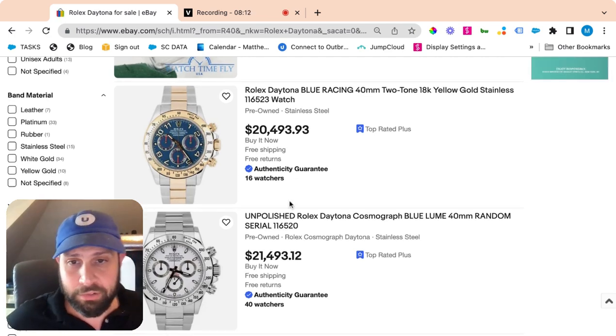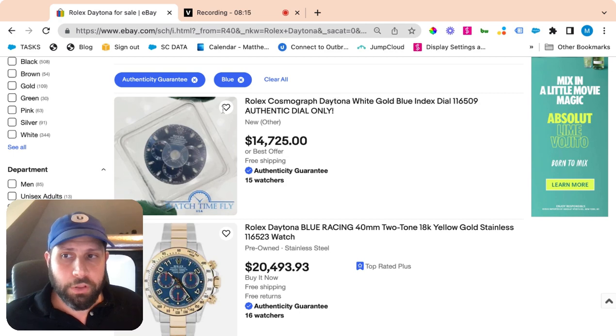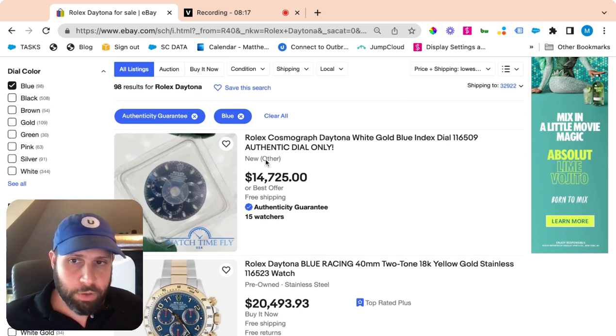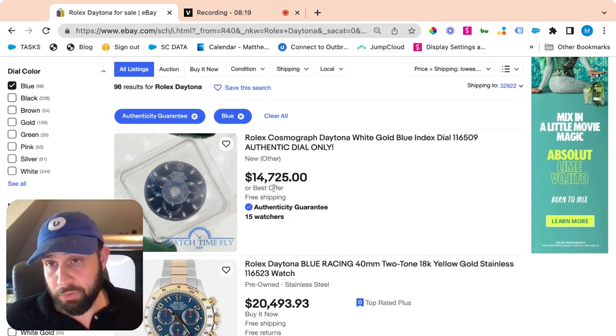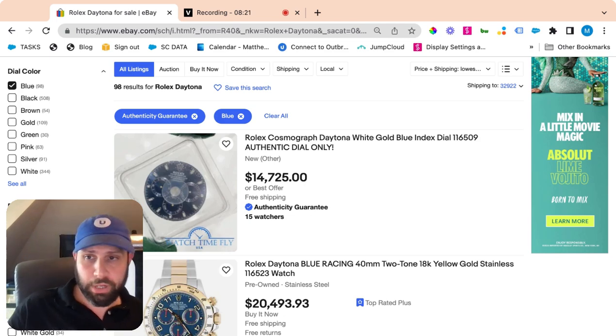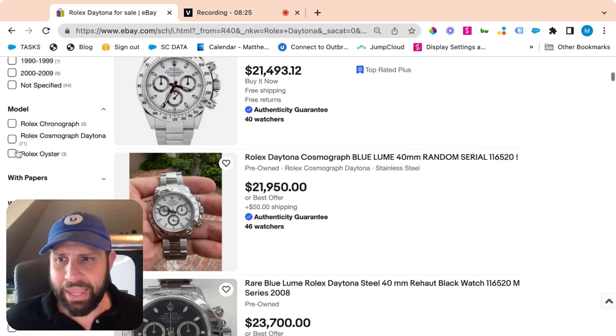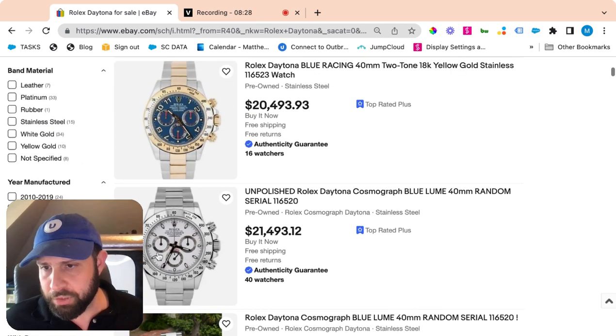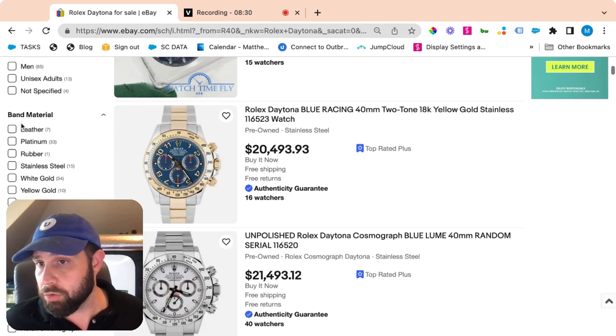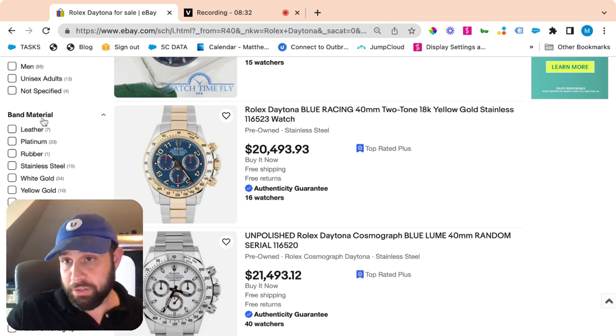But anyway, nonetheless. Another thing we want to make sure that we're doing here is eliminating the types of watches we don't want. So blue dial, yes, authenticity guaranteed, absolutely required. Let's see if we can narrow this down a little bit more because I don't want to see the two tones, right? So this says band material. Now, this is a bracelet, not a band.